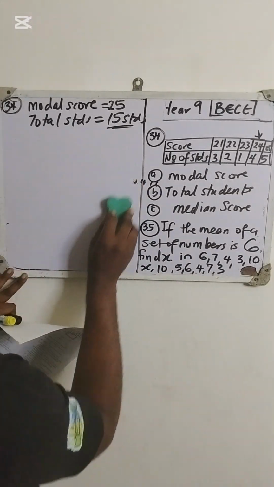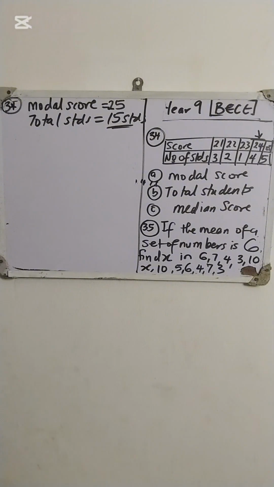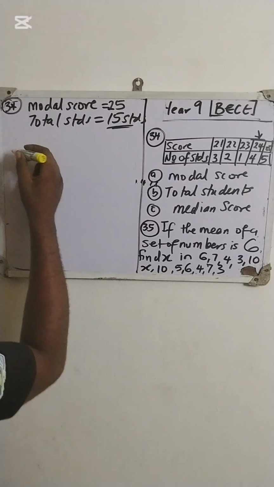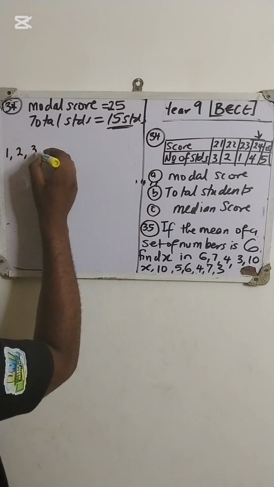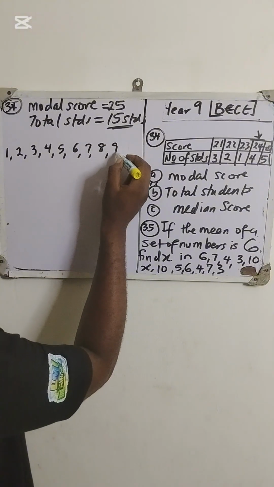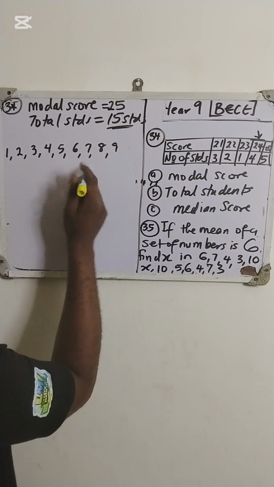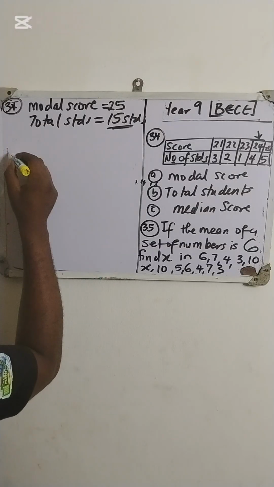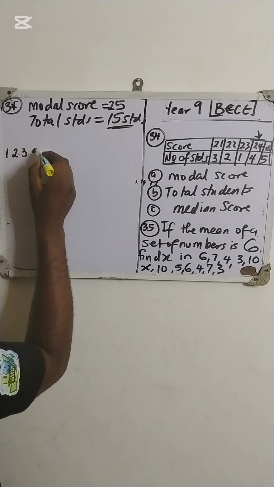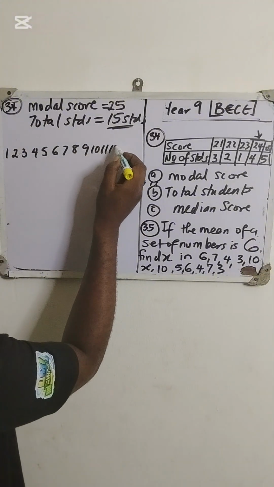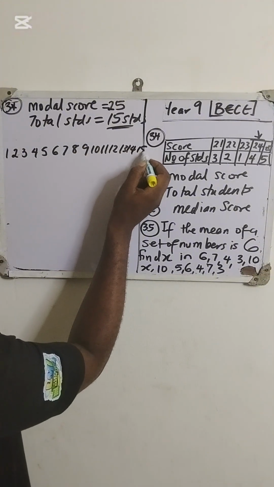Now, the last one that I explained, I'll have to explain this again. Let me just explain it again. This is what you should remember: there are 15 students here. Let me make it smaller so that we can see exactly what we're doing. 1, 2, 3, 4, 5, 6, 7, 8, 9, 10, 11, 12, 13, 14, and 15.